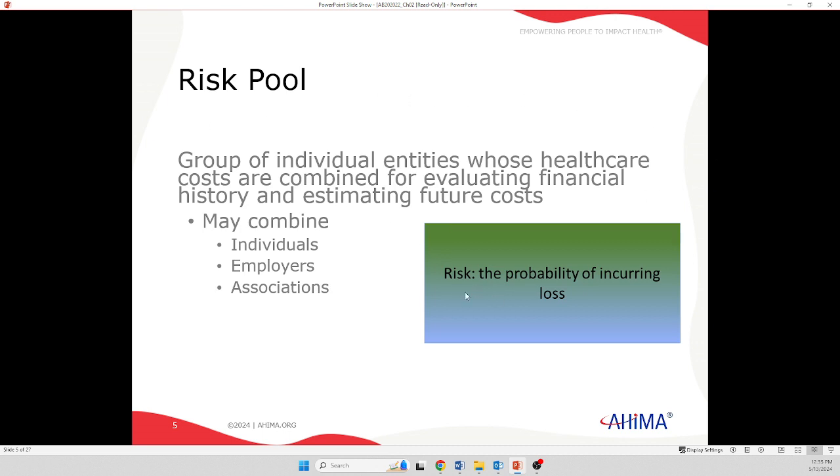Remember that risk is the probability of incurring a loss. The risk pool can combine individuals, employers, and associations. The larger the group, the lower the cost. Smaller pools may have a higher cost because of that adverse selection or that large selection of those with poor health. Now, the greatest advantage of that group health is that there's a greater benefit of a lower premium. So that larger group usually has a lower premium because of the more diverse risk pool.